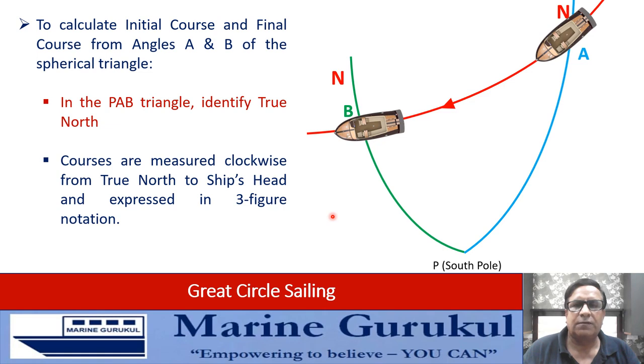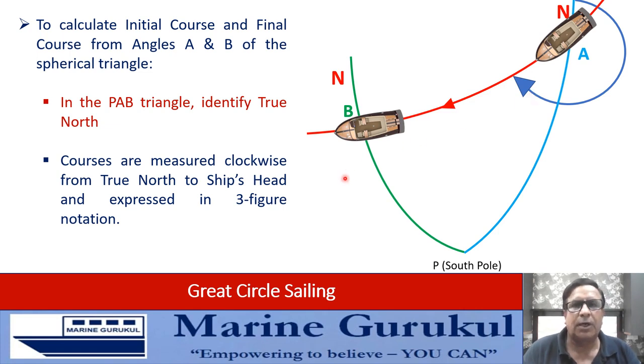So let's mark the north directions and place the vessels at both A and B. Now let's mark off from north clockwise up to the ship's head the initial course. You can see this blue arc here. This represents the initial course. And what do you see in this case? This is angle A. From here to here is 180 degrees. So the initial course shall be 180 degrees plus angle A.